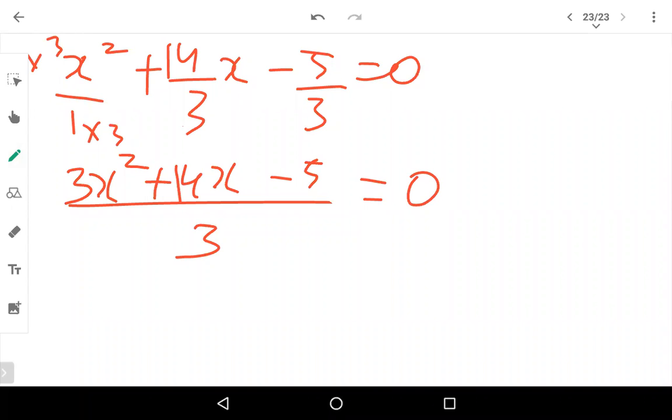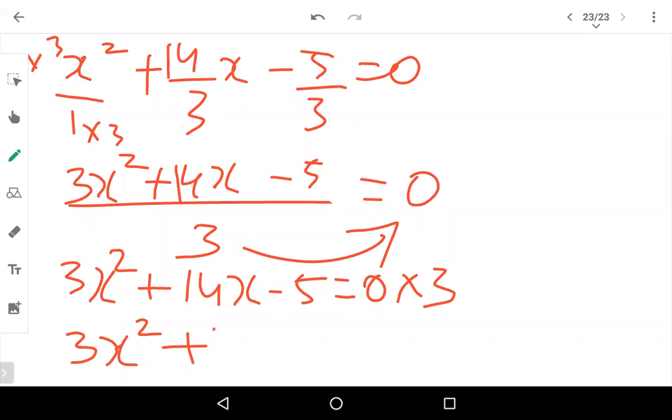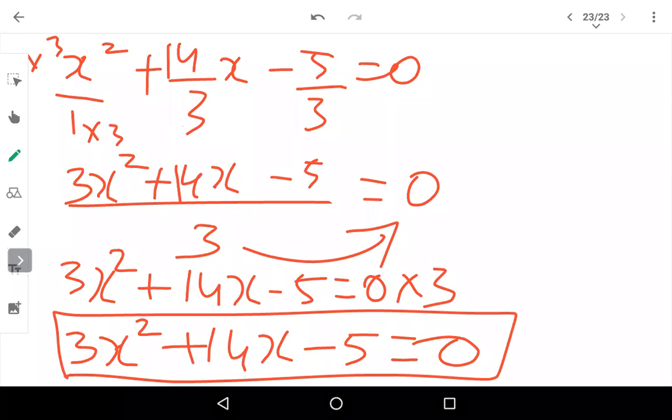Now if you take 3 to the other side, you will get 3x square plus 14x minus 5 is equal to 0 into 3. 0 into 3 is 0 anyways. So 3x square plus 14x minus 5 is equal to 0. This should be your final equation. Clear? Understood? Any doubts?